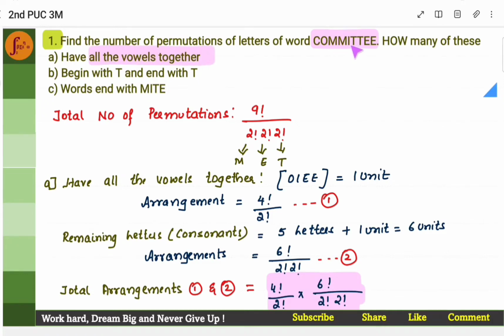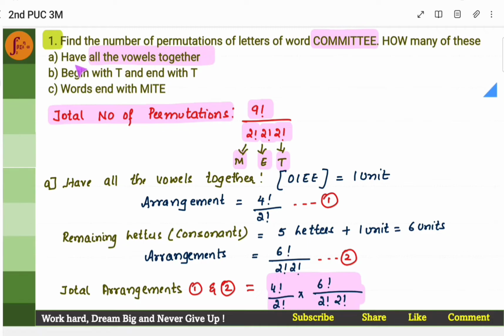Committee, how many characters are there? 9 characters are there. So first you have to find the total number of permutations. In every question, first find the total number of permutations. The number of letters is 9, so 9 factorial, divided by the repeated letters. So you have M twice, you have E twice and T twice.